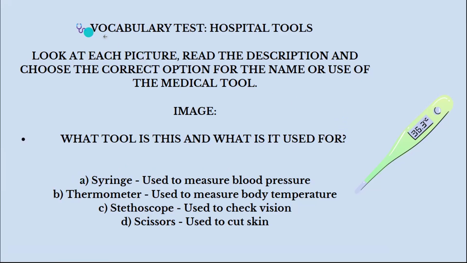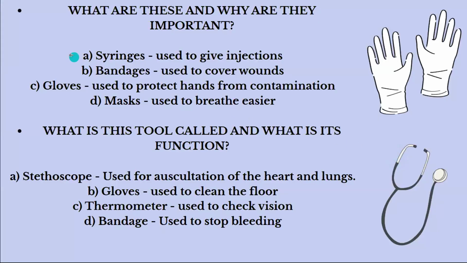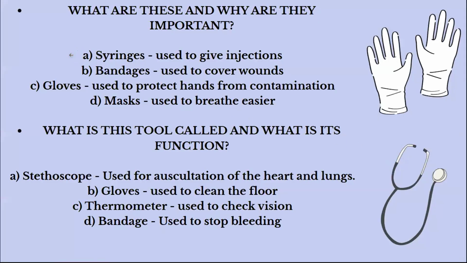Okay, I think it's letter B. A thermometer is used to measure body temperature. Yes, that's right. That's the correct answer. Nayeli, what do you think is the second question according to this picture? A, B, C, or D? It's letter C, gloves, used to protect hands from contamination. Hey, good job. Thank you.